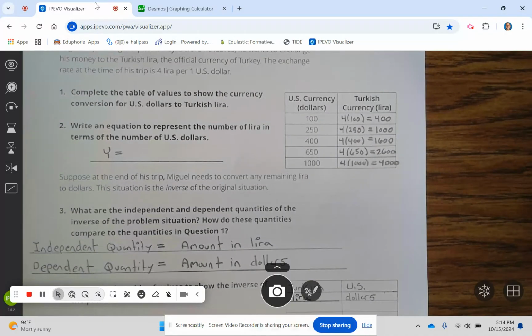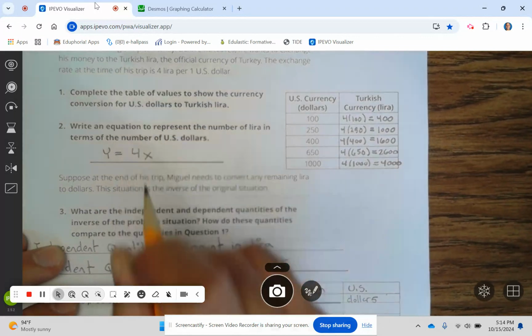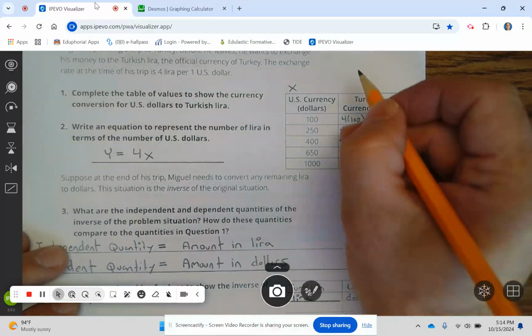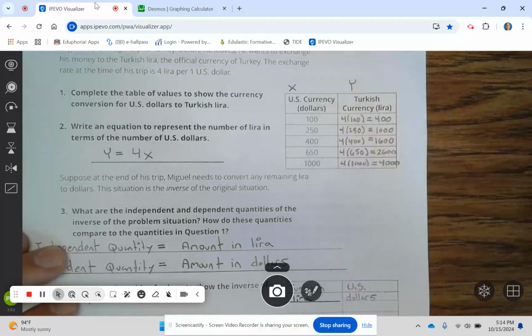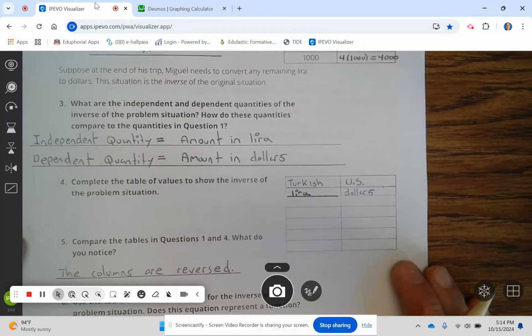All right, number 2, write an equation to represent the number of lira in terms of the number of US dollars. So that's y equals 4x, where x is the US currency and y is the Turkish currency. All right, let's take a look at the next.